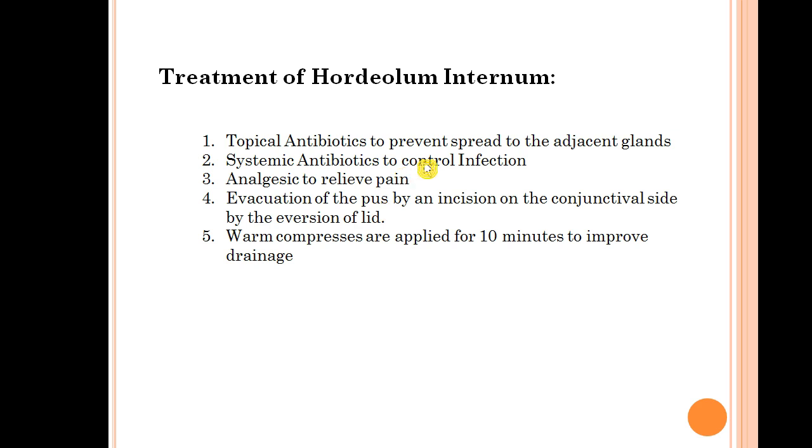Now, unlike over there, you can't evacuate it by plucking out the eyelashes, but over here you have to make an incision on the conjunctival side by eversion of the lid. Moreover, warm compresses are applied for about 10 minutes to improve the drainage, as we have done previously. Thank you. That was all about the Hordeolum internum as well as the Hordeolum externum.